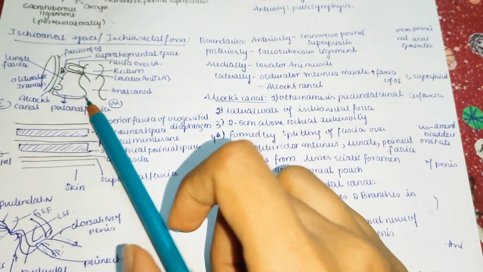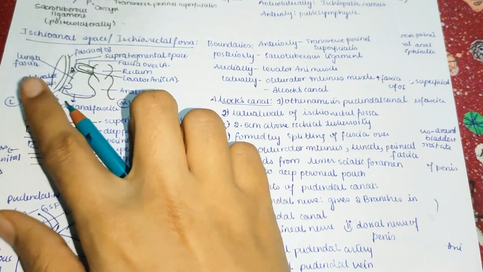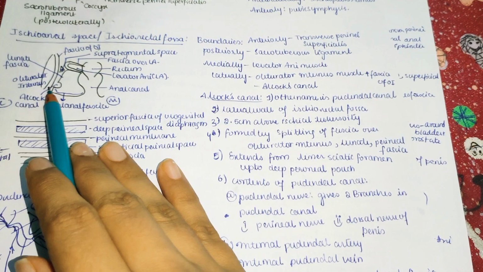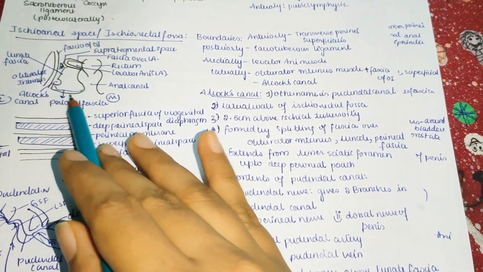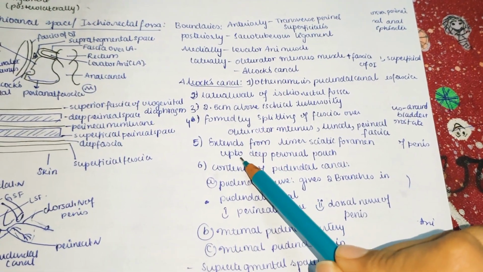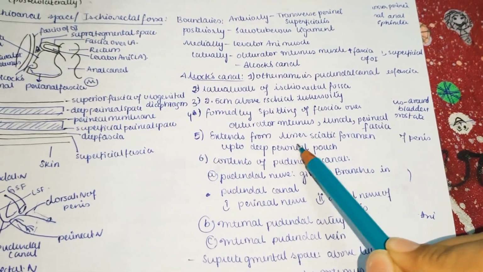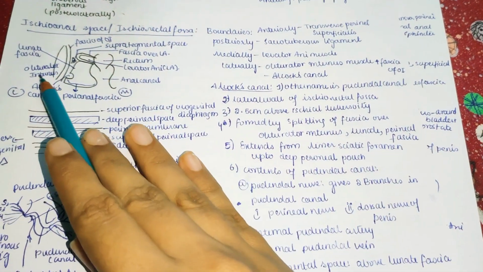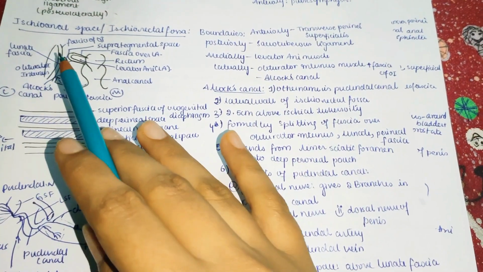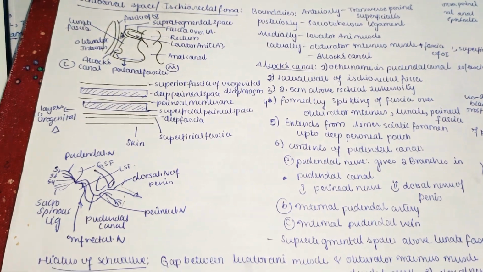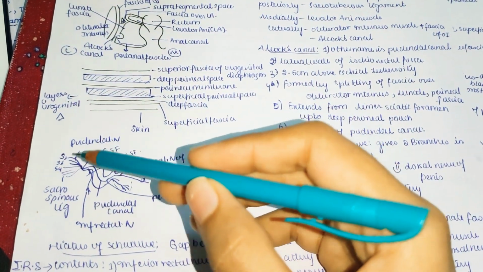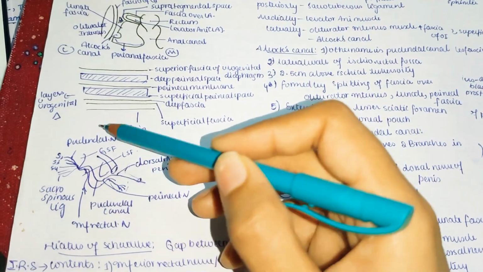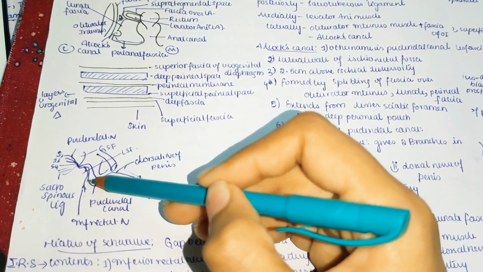You can see clearly. Actually, mostly it is formed by ischiorectal fossa only, but it is formed by either obturator internus or lunate and also perianal fascia. Okay, and it is extending from our lesser sciatic foramen up to deep perineal pouch. So what they are saying, this Ehlers canal, it is extending from lesser sciatic. If you see this diagram, you'll understand. This is the pudendal canal. So you can see this is the greater sciatic foramen, this is the lesser sciatic foramen.